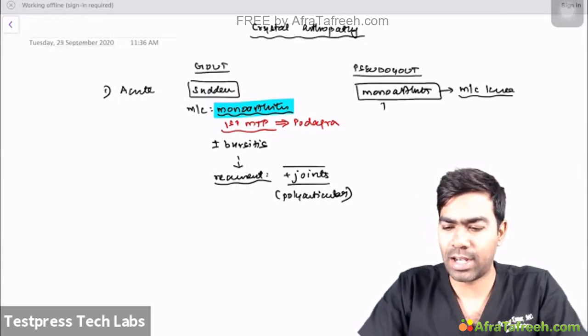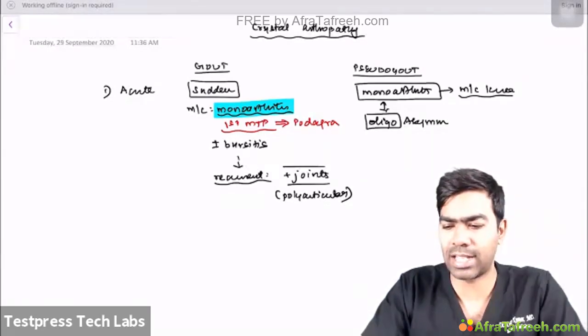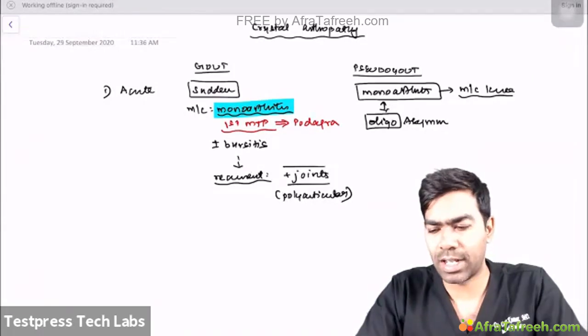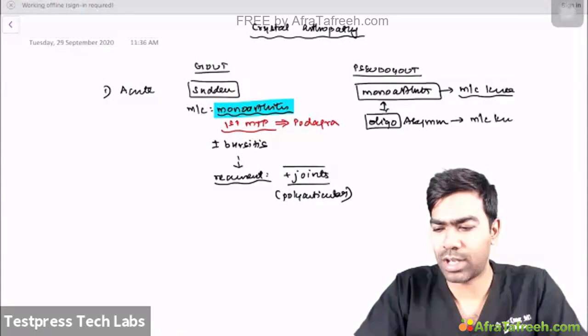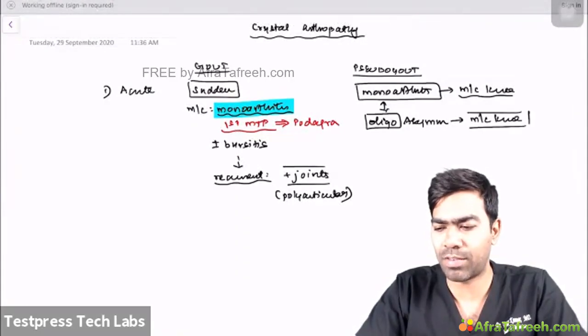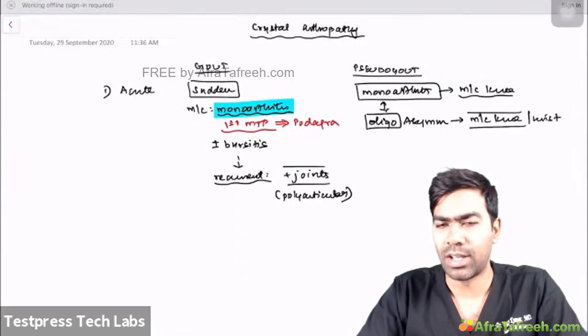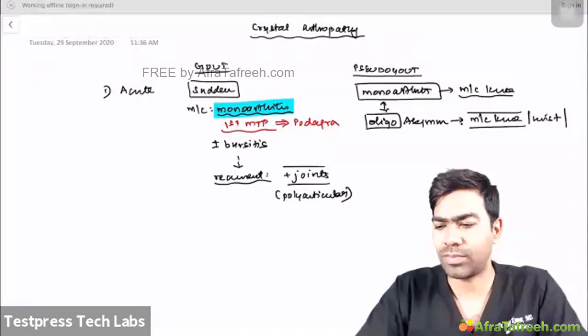Or alternatively, they can come with this kind of oligoarthritis. Whenever you use the word oligoarthritis, it must be asymmetric, so they can present like that also. In asymmetric oligoarthritis, again the most common and maximally affected joint will be the knee. Apart from that, they can also involve the wrist, and the MCP joint.